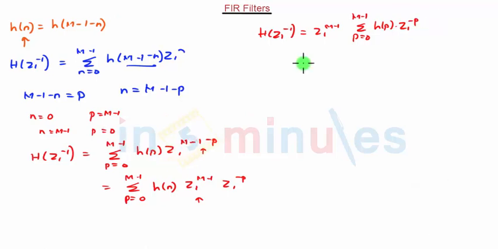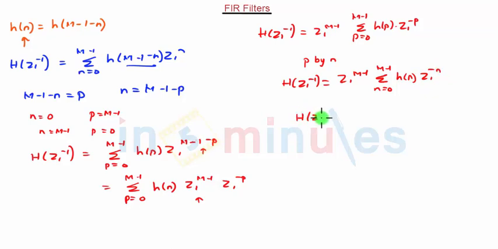Now we can change the variable in summation, that is p we will substitute as n. So finally we get H of z1 raised to minus 1 is equal to z1 raised to M minus 1 into summation n is equal to 0 to capital M minus 1 h of n z1 raised to minus n. Now we can clearly see that H of z1 raised to minus 1 is equal to z1 raised to M minus 1, and this summation is equal to 0. So it is multiplied by 0 and again it gives 0. So finally we can say that 1 by z1 is also a 0 for a linear phase FIR filter.